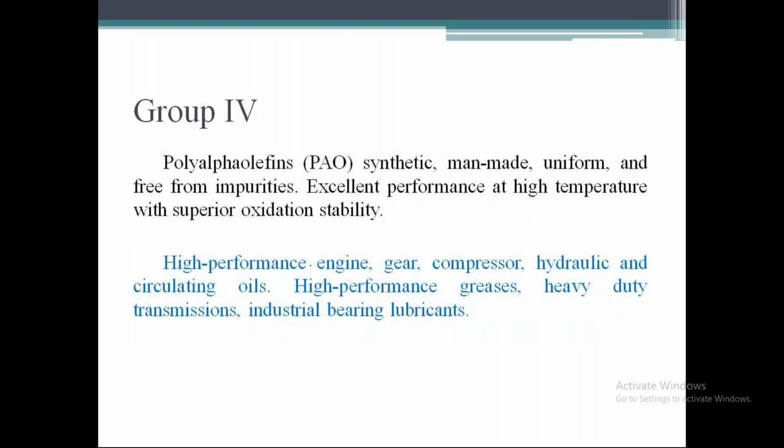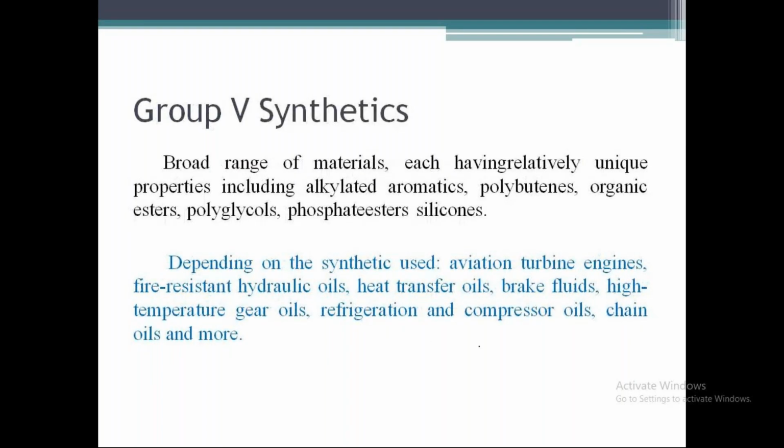And group 4, as I mentioned, are polyalphaolefins, synthetic or man-made, devoid of any impurities. They have excellent performance at high temperatures with superior oxidation stability. So these are high-end lubricating base oils. That is the reason they are used in racing cars, high performance engines, gear, compressor, hydraulic and circulating oils, high performance greases, heavy duty transmissions, industrial bearing lubricants, etc. And group 5, again they are synthetics, depending upon the synthetic used. It can be in the aviation and aerospace industry, fire resistant hydraulic oils, heat transfer oils, brake fluids, high temperature gear oils, refrigeration and compressor oils, chain oils, etc. So these are the major classifications.